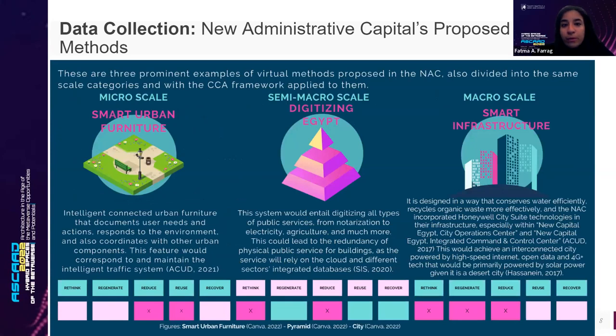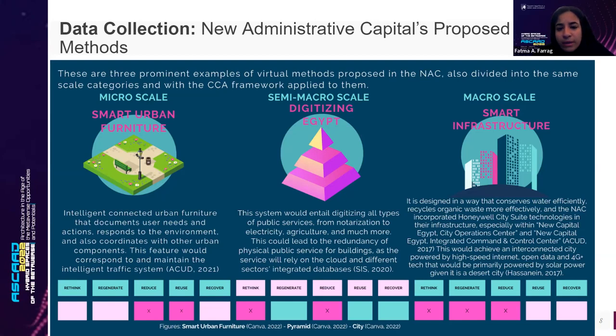Now, for the new administrative capital's proposed virtual methods that they already have in their plans, there's this on the micro scale: the smart urban furniture, which is intelligent connected urban furniture that documents user needs and actions through sensors. And this checks reduce and reuse in the CCA.